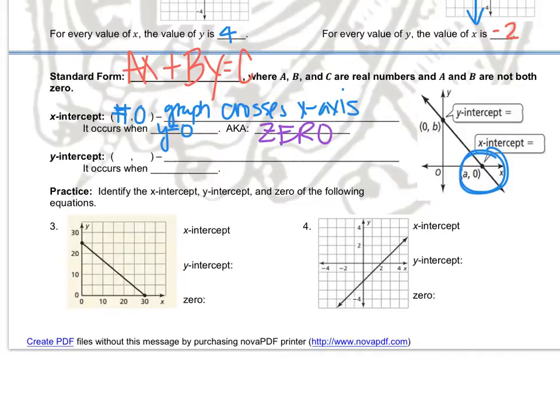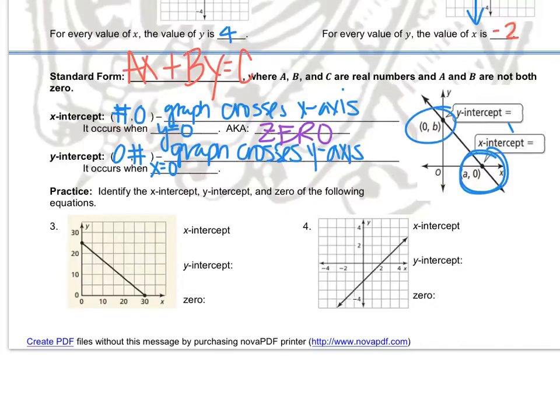The y-intercept, on the other hand, is the ordered pair 0 and then some number. And it's where the graph crosses the y-axis. It is where the graph crosses the y-axis, and it occurs when x equals 0. So our y-intercept is this point here.